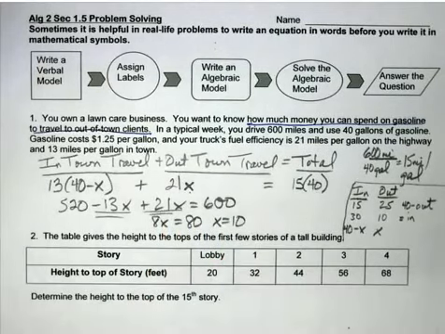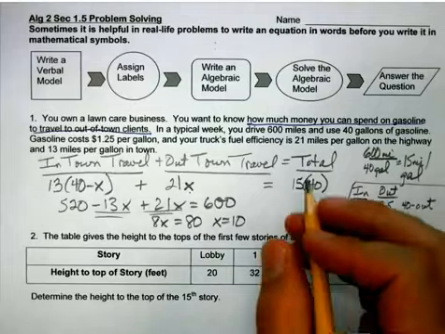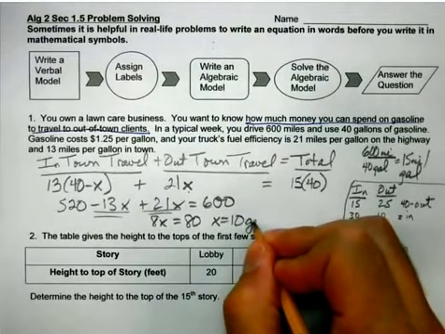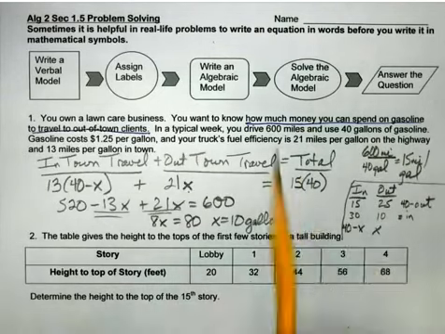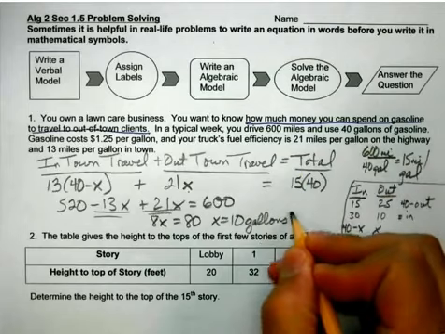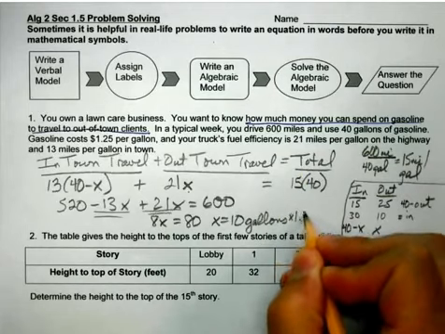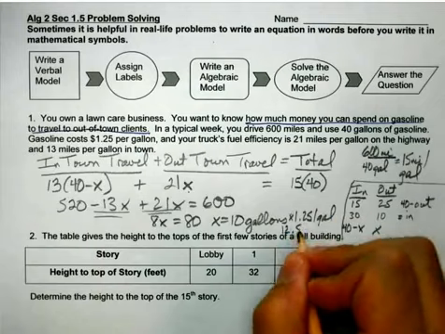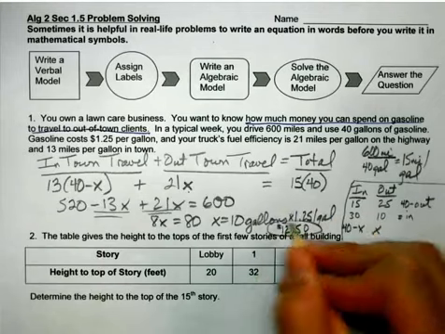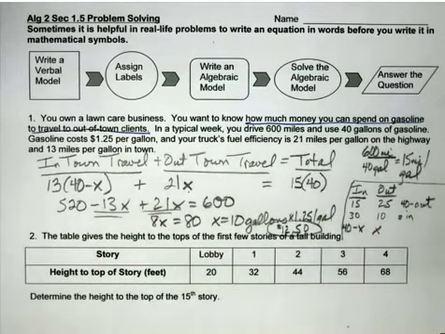And we'll find out that x equals 10. Now, 10 gallons for our out-of-town travel, but is that the question? How much money can you spend? Oh, 10 times $1.25 a gallon means we're going to spend $12.50 that way. So there's a lot to this as we're working through.